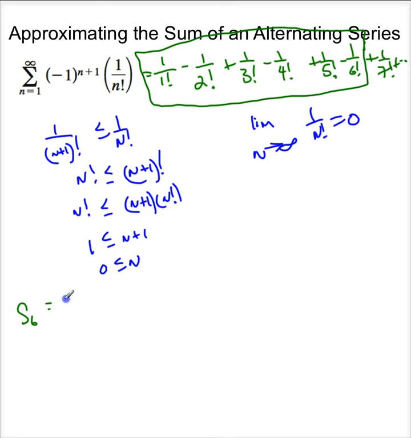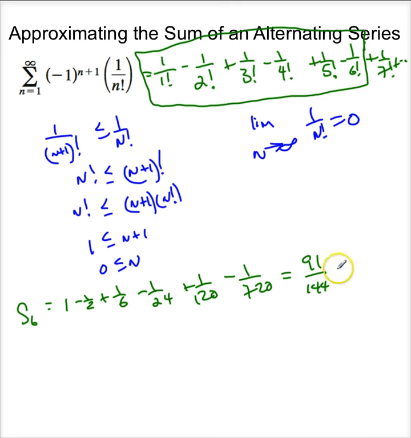All right, so this is 1 minus 1/2 plus 1/6 minus 1 over 24 plus 1 over 120 minus 1 over 720. And the exact answer is 91 divided by 144, but I'm going to use a calculator and get that this is about 0.63194. So, what is my remainder?